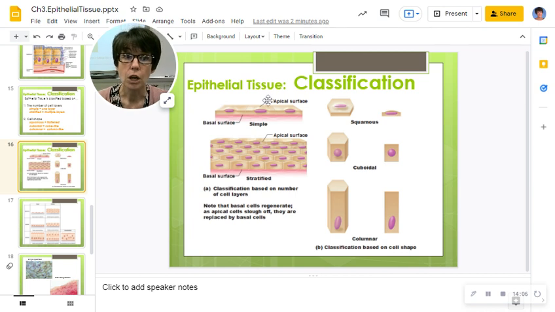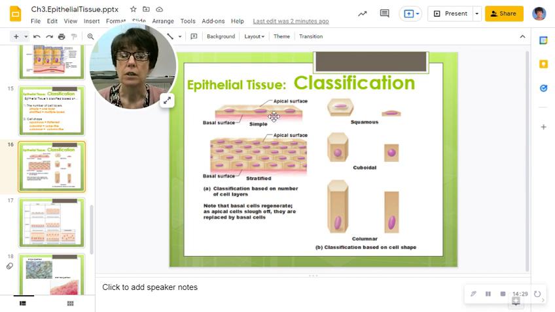So, for example, you can have simple squamous cells, one layer, or you can have stratified squamous cells, which would be multiple layers. You could have simple cuboidal cells, or you could have stratified cuboidal cells where there's multiple layers of the cuboid cells, one on top of the other.